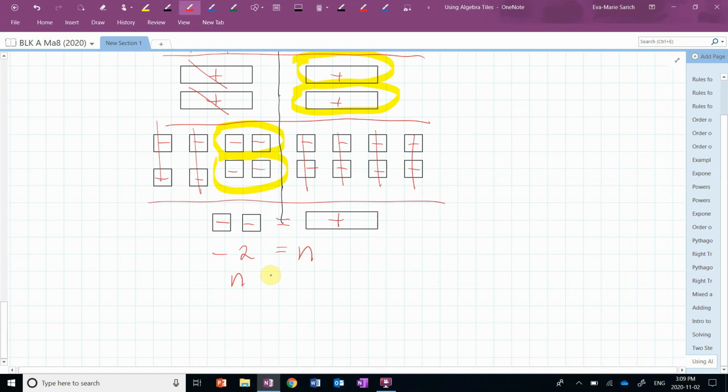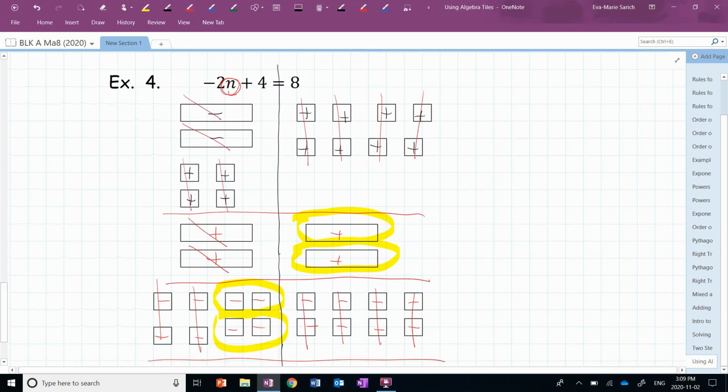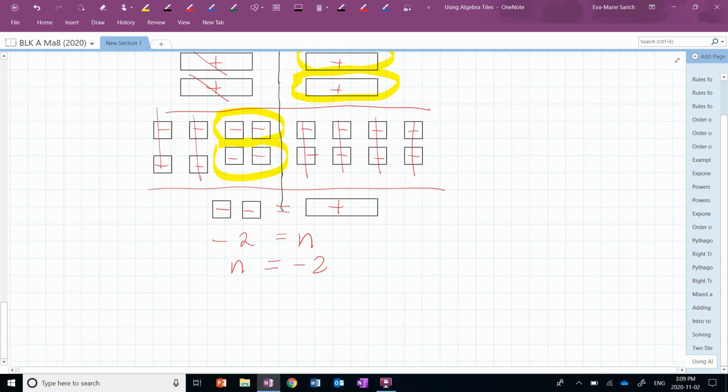Now we'll just flip it around and have n is equal to -2 in the right order. I just didn't want you to have to redraw it with all of the variables on moving them to the other side by flipping it. It was just too much work, so I don't expect you to do that until the end.